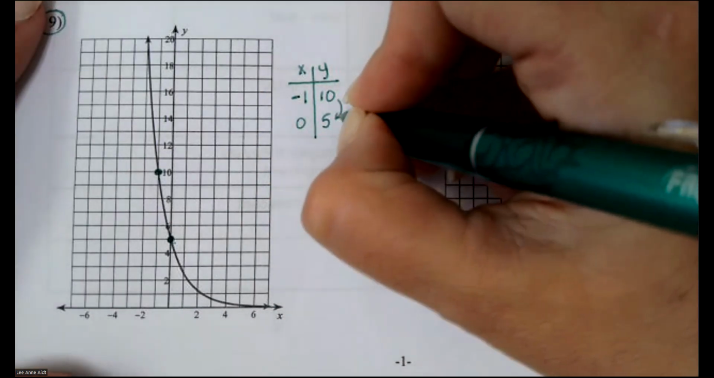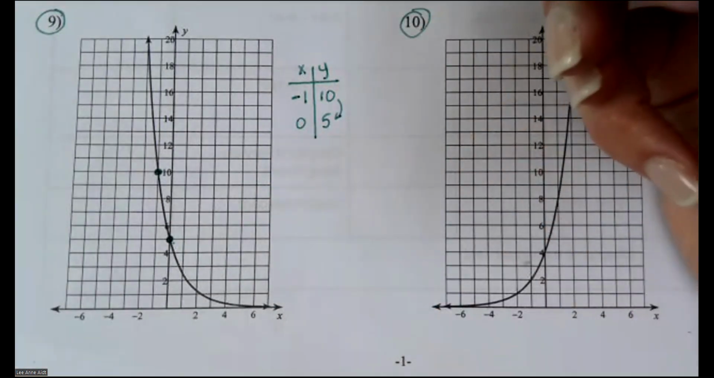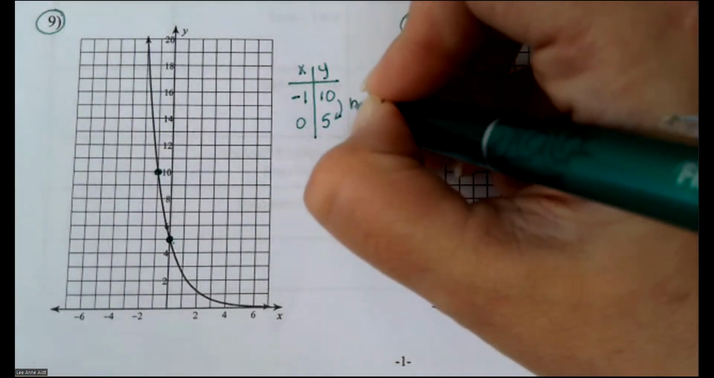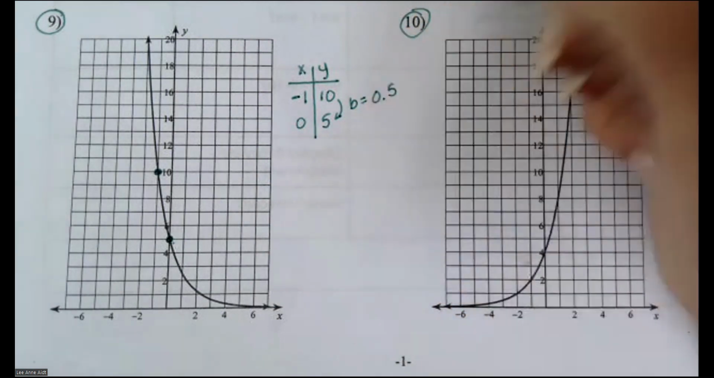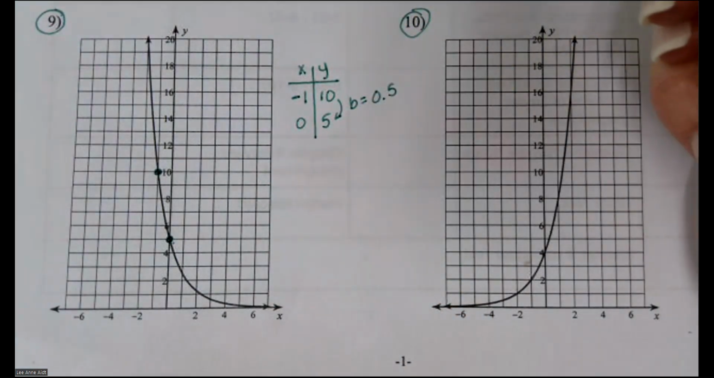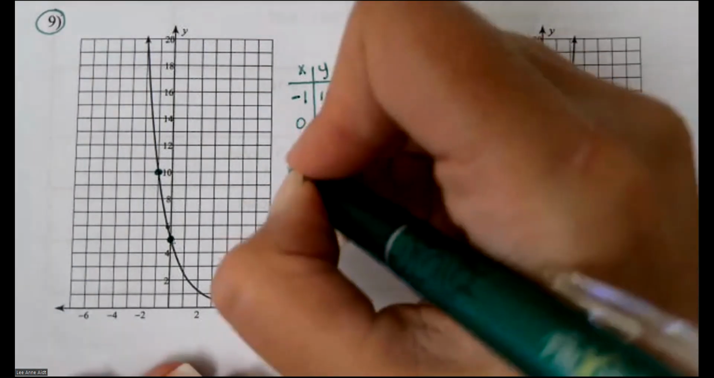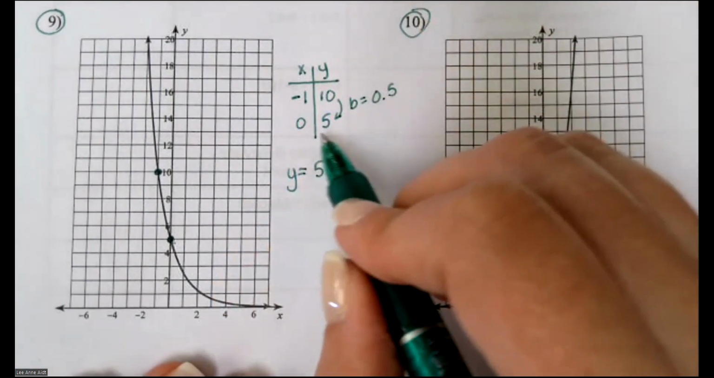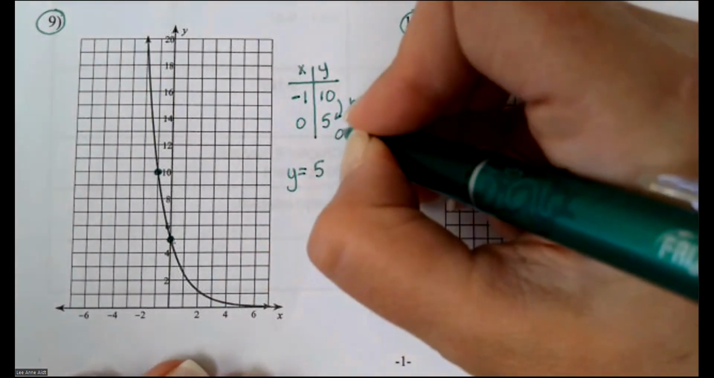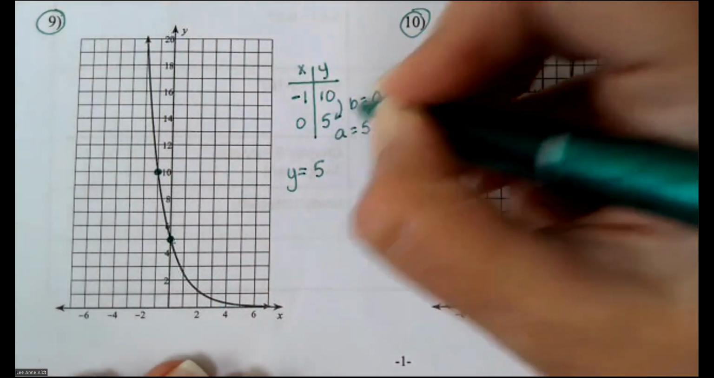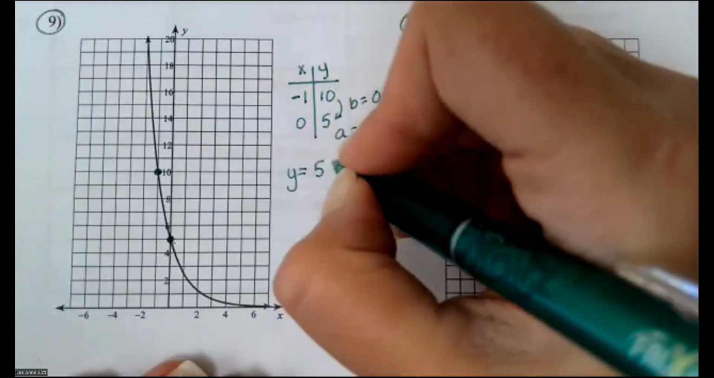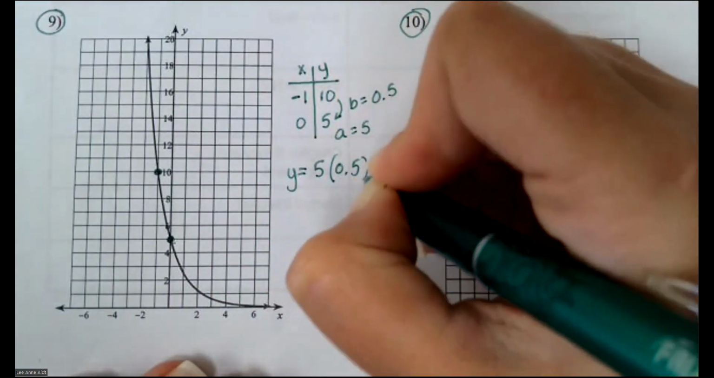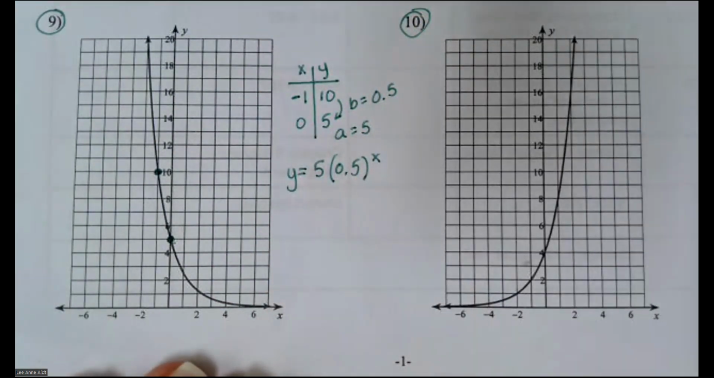So what is the multiplier? Yes. And you could put 0.5 or you could put 1/2. I don't care either way. So y equals, the start is 5. So remember, A is whatever is next to the 0, and B is the multiplier to the x.